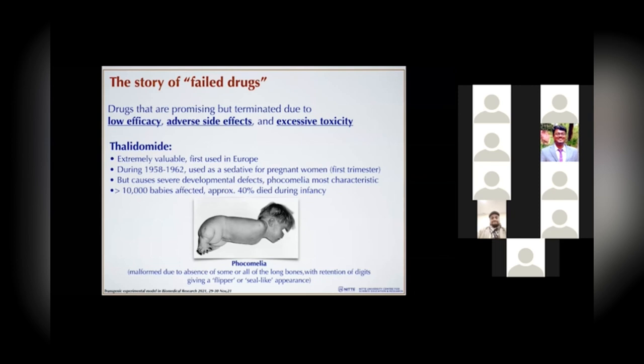It was quite promising, particularly for pregnant women to treat morning sickness, but then it ended up with a symptom called phocomelia. Of the women who were treated, about 40% of the babies in fact died during infancy, and those that were born had phocomelia: basically absence of upper limbs and stunted growth, very stunted lower limbs, and a seal-like appearance.